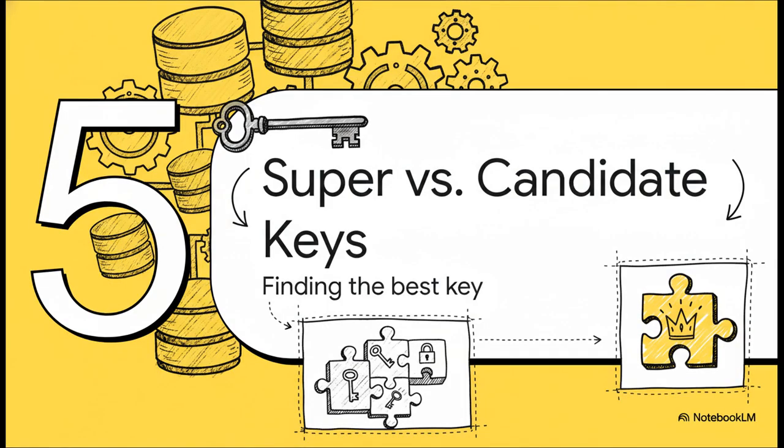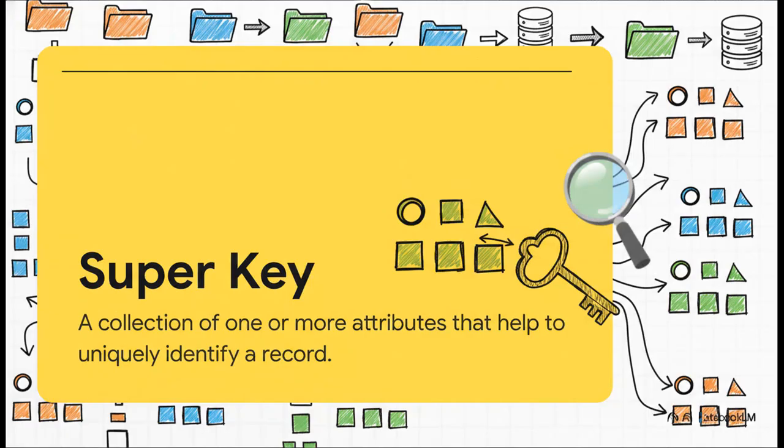But you know what? It gets even more interesting. It turns out not all keys are created equal. And to really get how databases work so efficiently, we need to look at two specific types, superkeys and candidate keys. So let's compare them. All right, first up, we've got the superkey. A superkey is pretty straightforward. It is any combination of columns that is guaranteed to be unique for every single row. It does the job, but it might not be the most efficient way to do it.